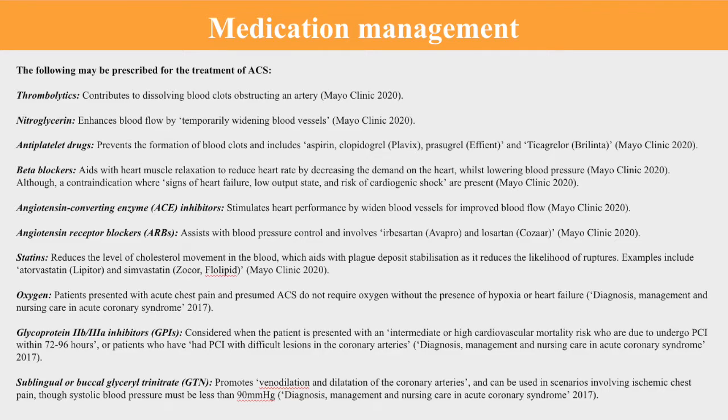For non-STEMI ACS, an initial loading dose of 162 to 325 milligrams and the maintenance dosage of 81 to 325 milligrams per day. Beta blockers aid with heart muscle relaxation to reduce heart rate by decreasing the demand on the heart while lowering blood pressure, although they are contraindicated where signs of heart failure, low output state, and risk of cardiogenic shock are present. For STEMI, oral Coreg is prescribed at 6.25 milligrams twice daily, titrate up to 25 milligrams, or 5 milligrams every 5 minutes as tolerated, up to 3 doses.